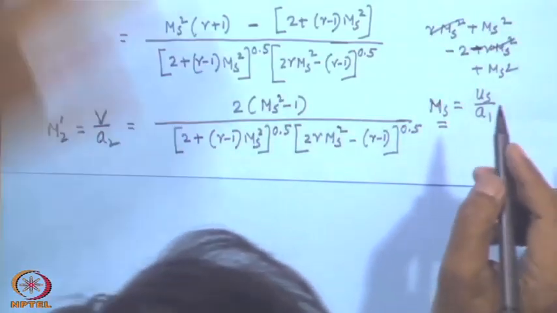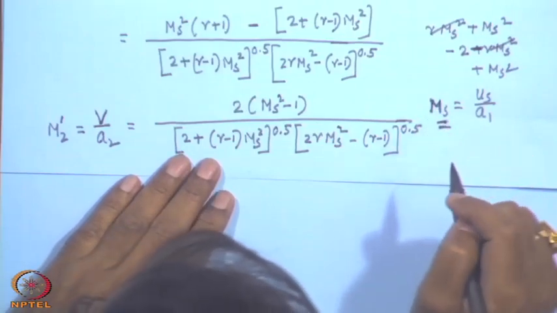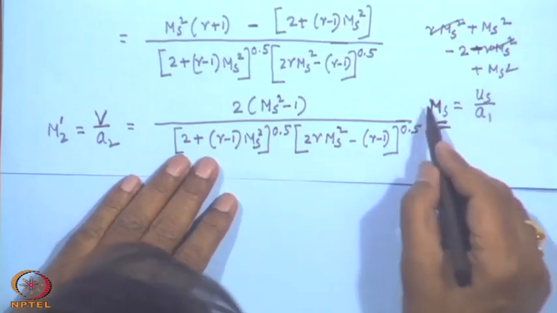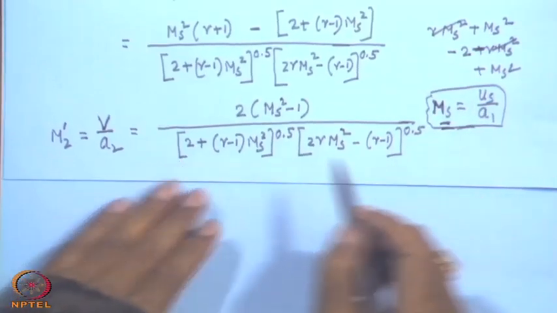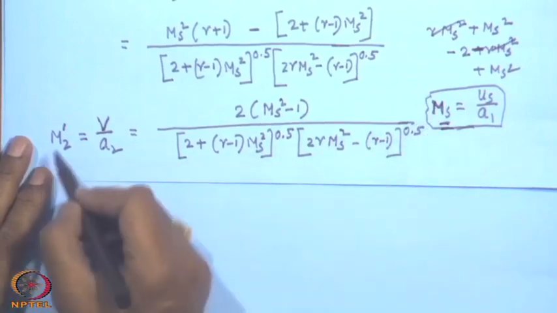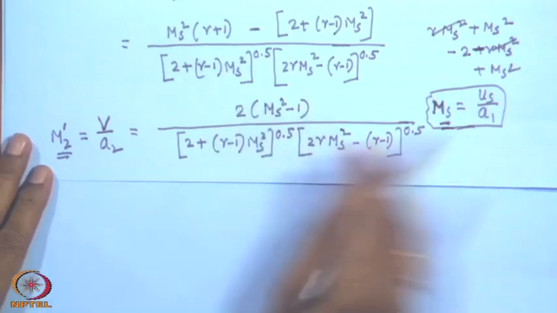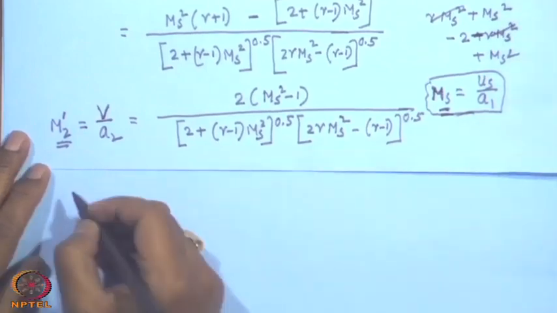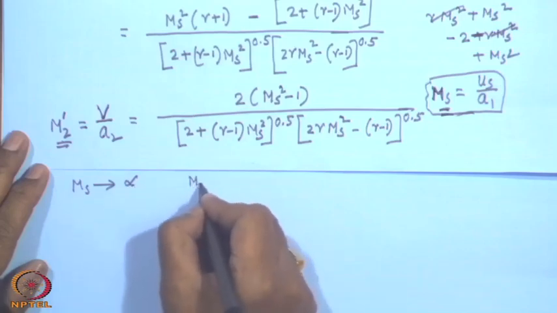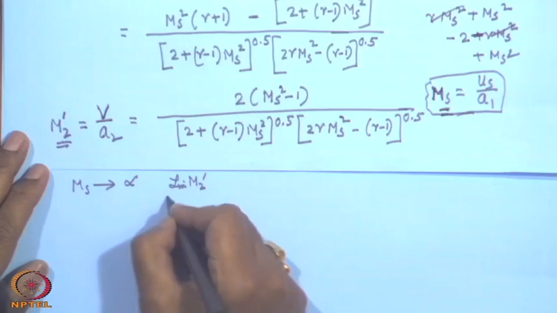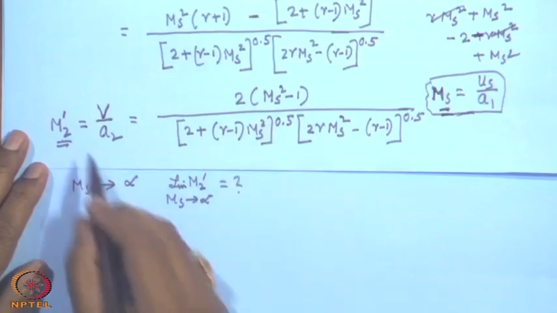So therefore, a fluid approaching a shock wave with high Mach number is said to meet a shock of very high strength. So when the shock Mach number is very high, we usually call this a shock of high strength. Now, however high the strength of the shock, there is a limiting value for M2 dash physically. Now, look at it mathematically. Is there any limiting value? If I ask this question, when Ms tends to infinity, what is the limit? That limit I will now show you.